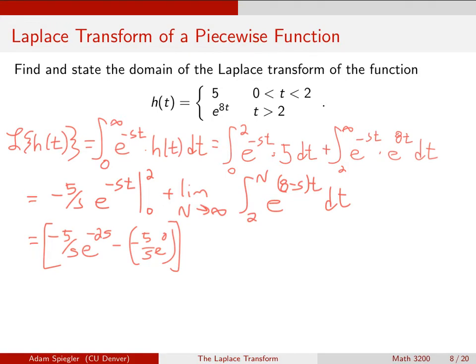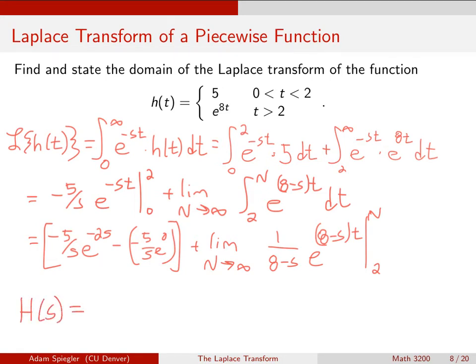And then for the second integral, we haven't integrated that yet. So we still are taking the limit as n goes to infinity. And using substitution on this one, we would get 1 over 8 minus s times e to the 8 minus s t. And we're evaluating that from a lower limit, which is now starting at 2, all the way up to this upper limit n, which is heading off to infinity.